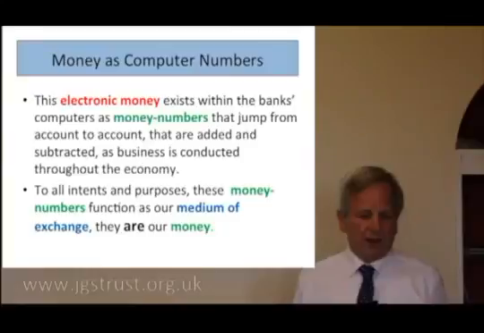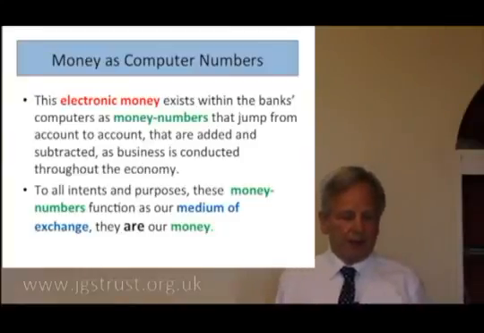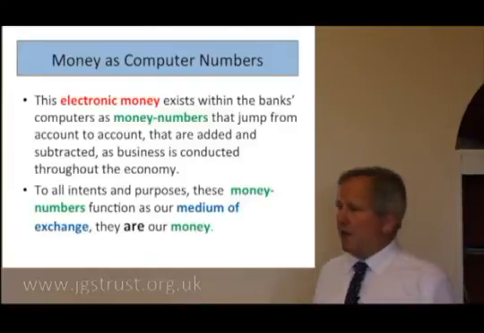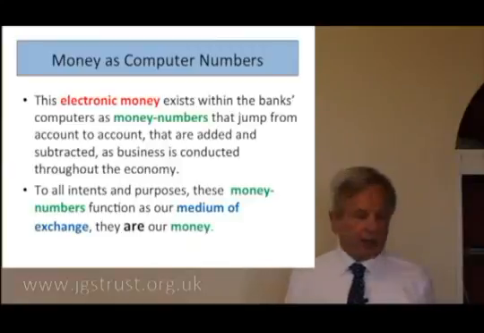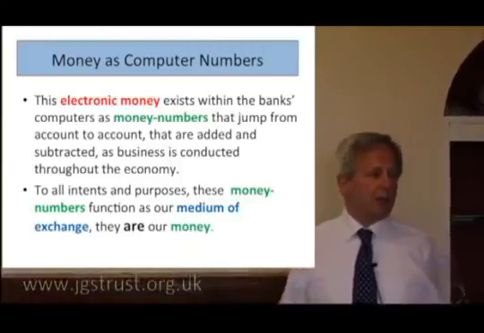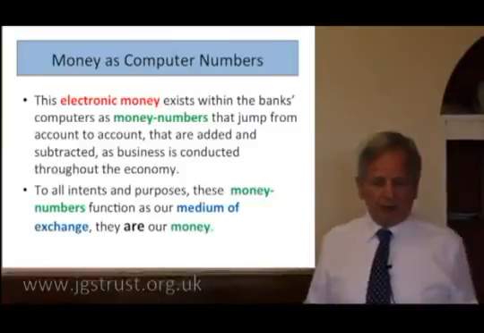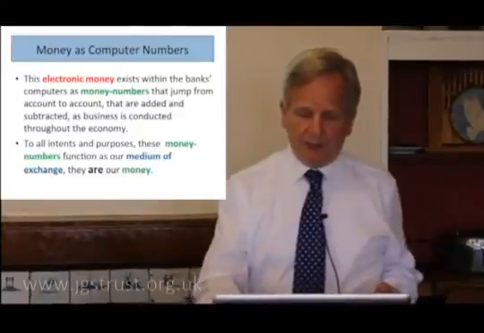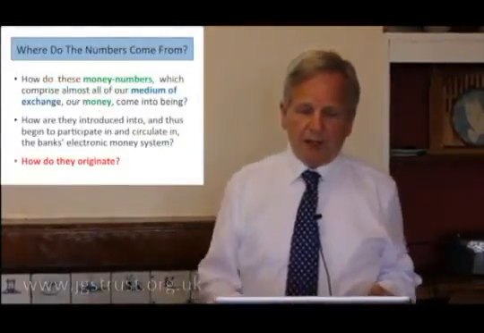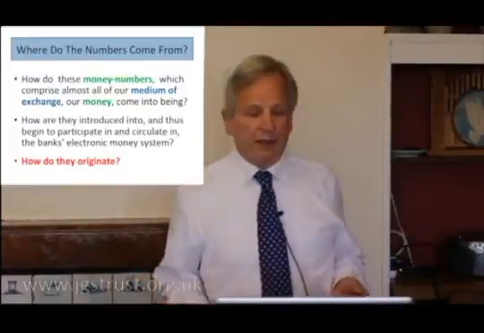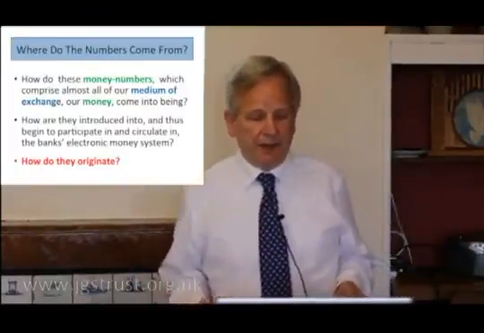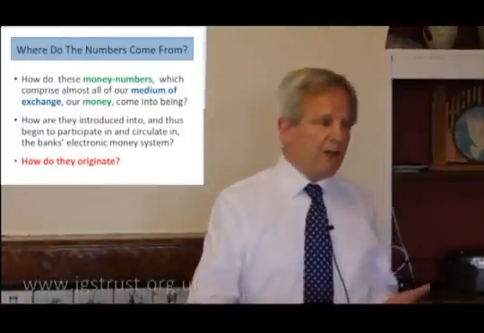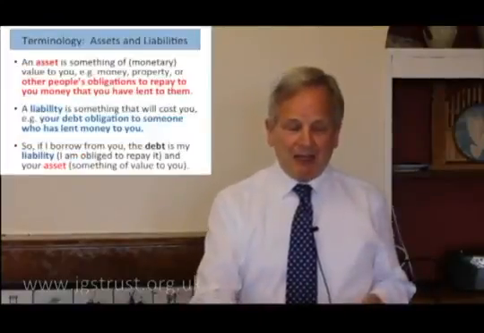another. So stuff is bought and sold and so on. So these money numbers, as we might think of them, these numbers within the banks' computers, are our medium of exchange. It's what we use to run our economy, and in that sense they are our money supply. So the question then arises, how do they come into being? Where do they come from? How do they get into the computers? How do they originate? Most people in this room know the answer to that, but let's have a look.